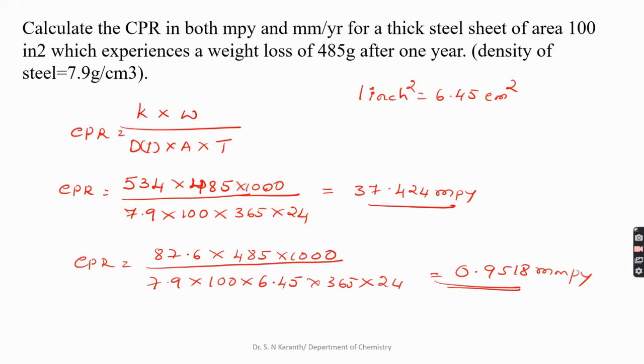What we observed when expressing in terms of Mpy and mmpy is, if you want to express in terms of Mpy, then the K value is 534. If you want to express in terms of mmpy, then the K value is 87.6. And if you want to express in terms of Mpy, the area should be in inch square, and in case of mmpy, it should be in centimeter square. All other things are the same.